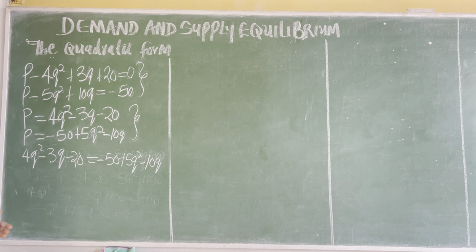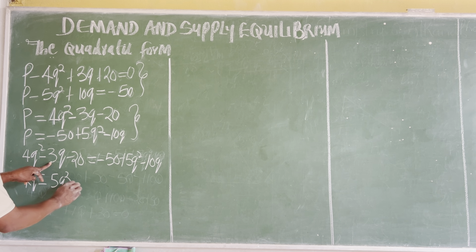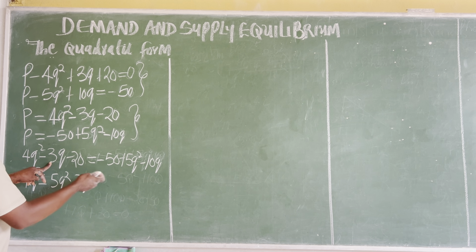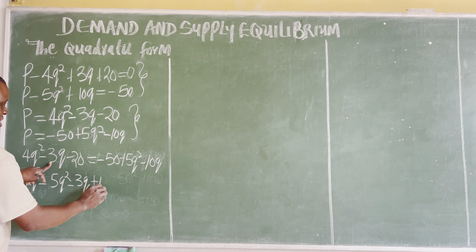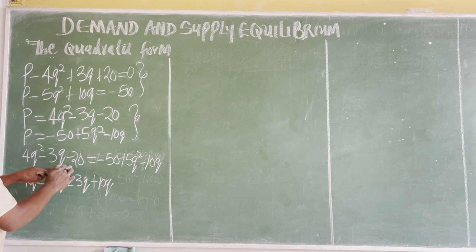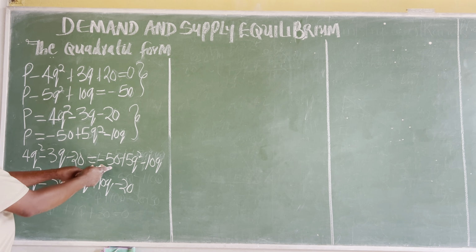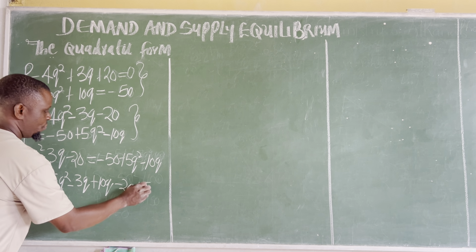And so the next step is to collect like terms. Here we have 4Q squared. Remember there's 5Q squared here, so this will cross the equality sign again, and so we have minus 5Q squared. Then this is minus 3Q. On this other side, we have minus 10Q, so it will cross the equality sign to be plus 10Q. And then after that, we have minus 20. And here we have minus 50, and so that will cross to be plus 50.